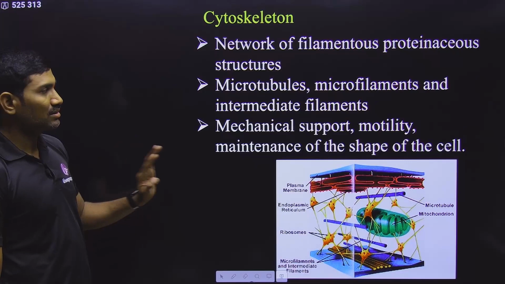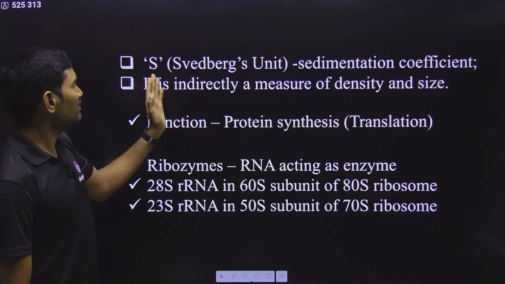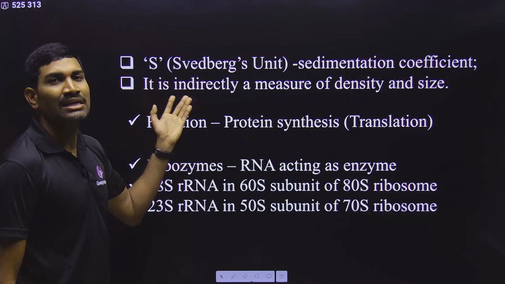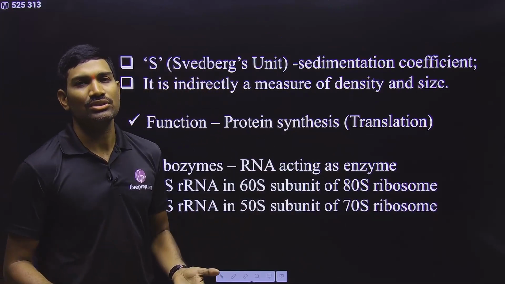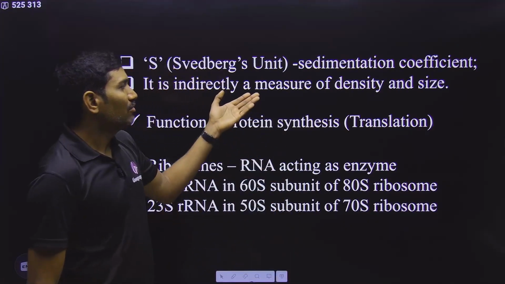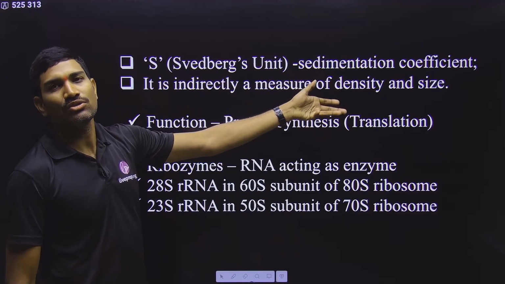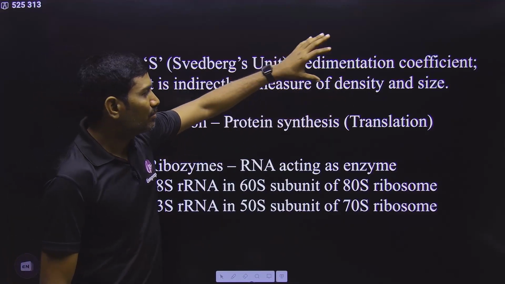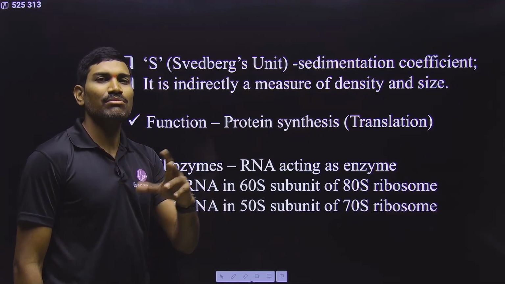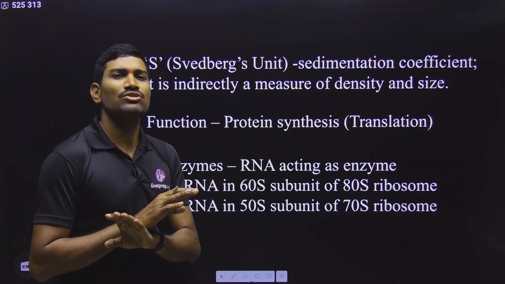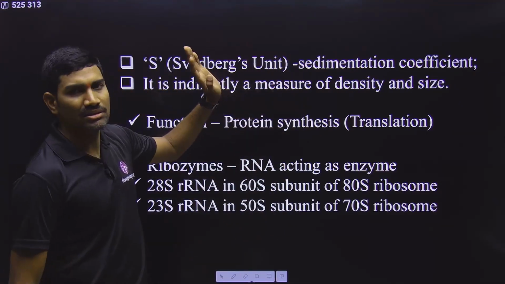After this, next one is regarding the S. What does the S value indicate? The S value is nothing but the Svedberg unit. Actually, it is the sedimentation coefficient. Indirectly, it will tell us the size and density of a particular subunit. Clear? Anyhow, for this calculation, it is actually a time calculation, and that calculation is not needed at this level. So simply remember like this. Clear?